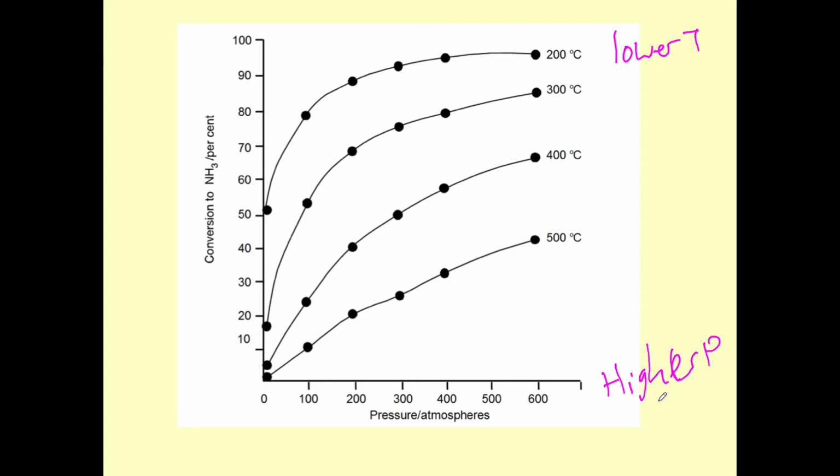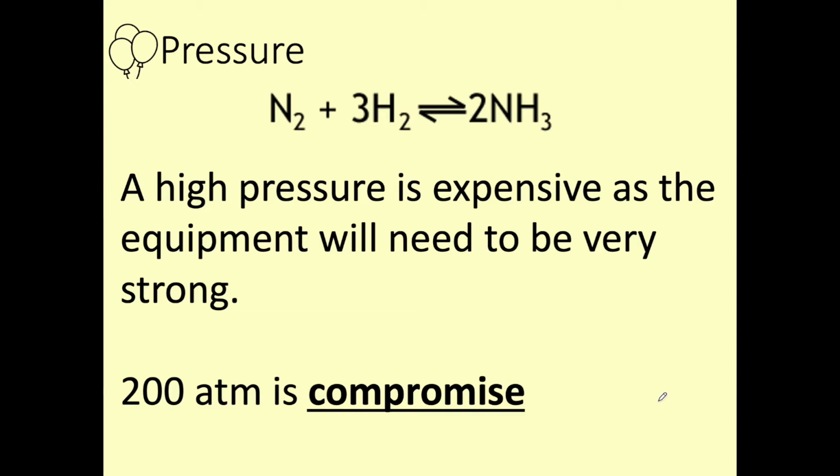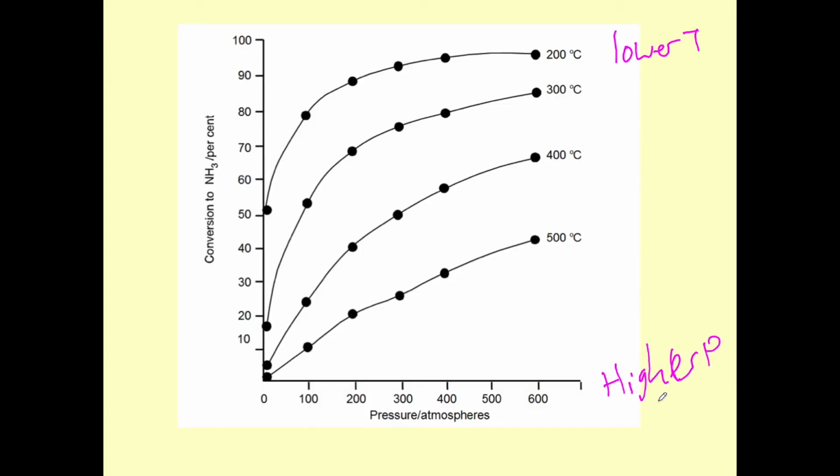But if we consider each of those conditions a bit more closely, having a high pressure is going to be very expensive, because the equipment we need in order to maintain that high pressure needs to be very strong. And so instead 200 atmospheres is used as a compromise. If we return to that graph, we can see here the results for our 200 atmosphere pressure.